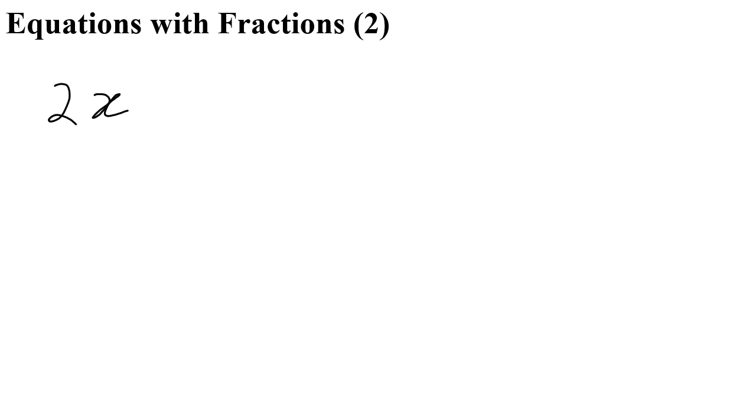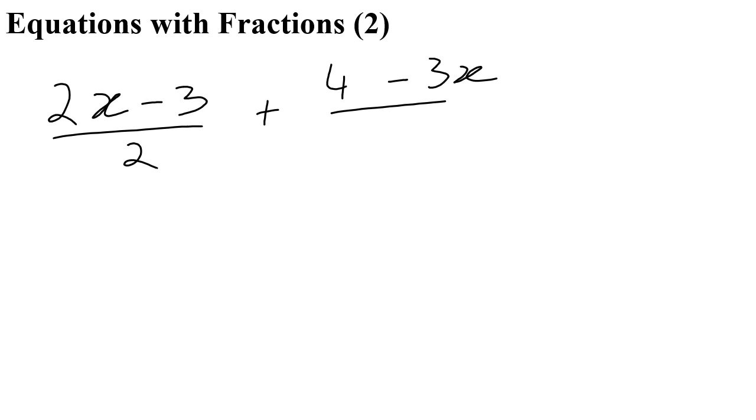So let's say we have this 2x minus 3 over 2 plus 4 minus 3x over 6. And let's say that that all equals 4.